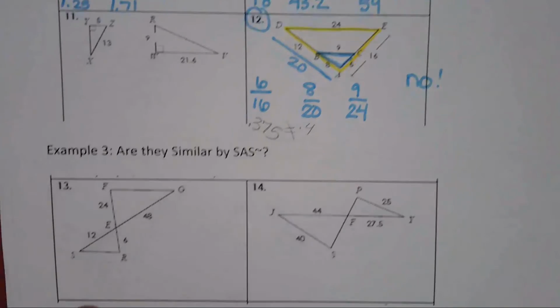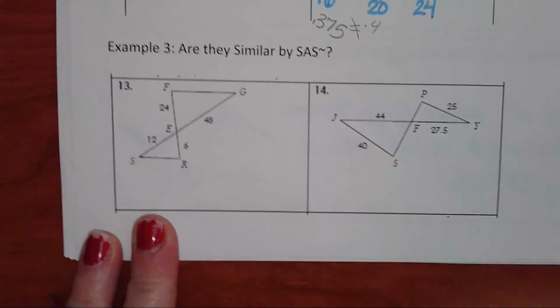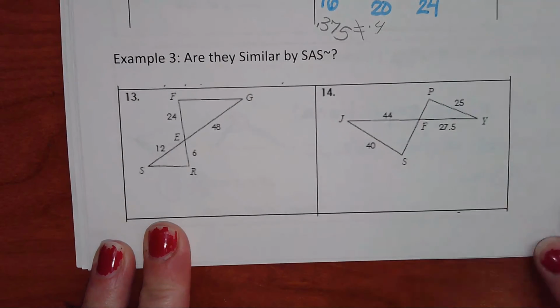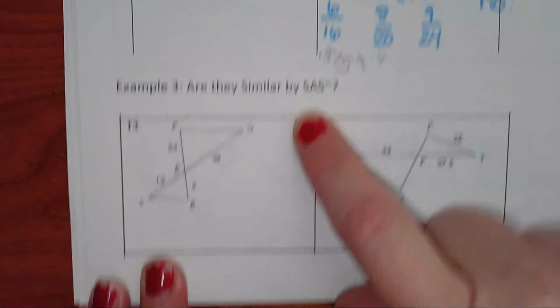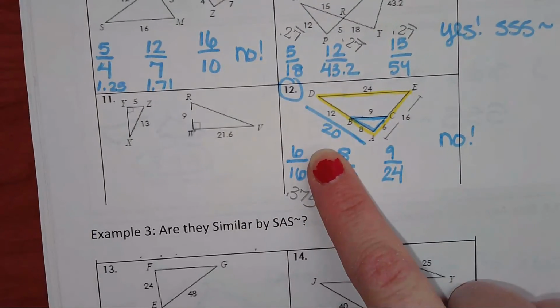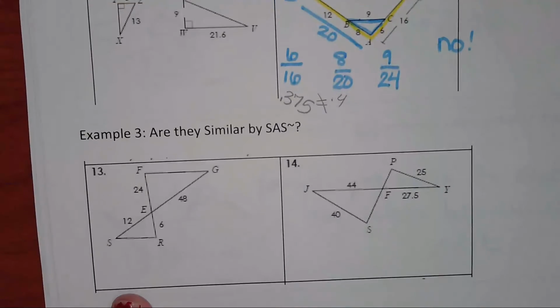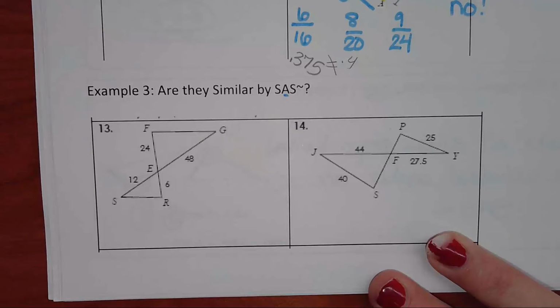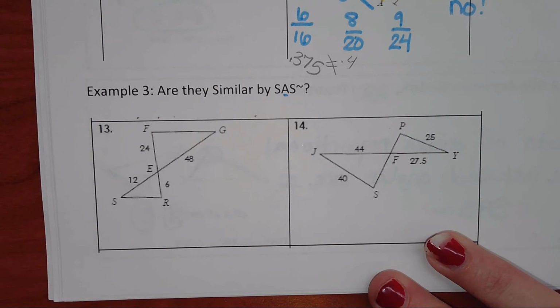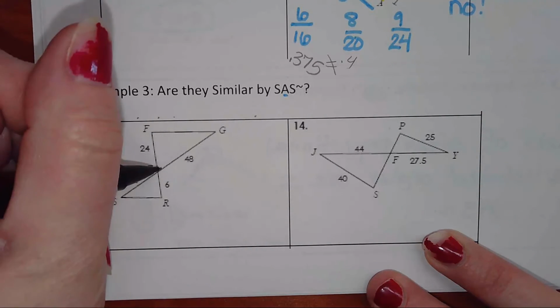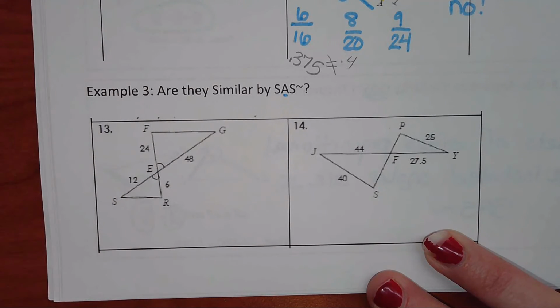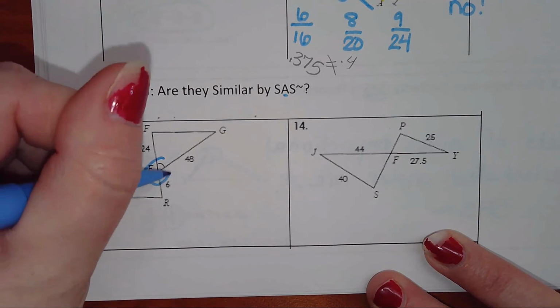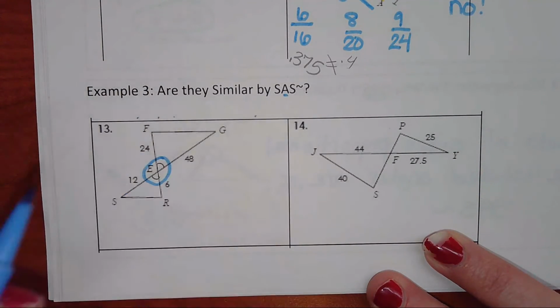The next chunk is going to be looking to see if they are similar by side angle side. Side angle side means that you're going to have to do this for two sides only, and then they have to have an angle that's congruent. So I always look for the angle first, because if there's no angle that's congruent, then we really don't have to do any work. Here though, we do have the vertical angles going on, so there's our angle. So we do have the angle part. Now we have to check the sides.